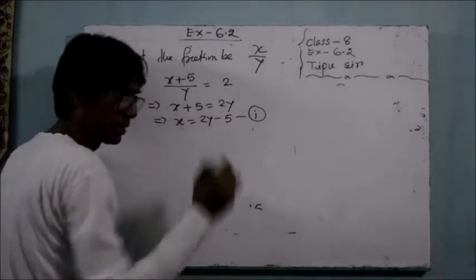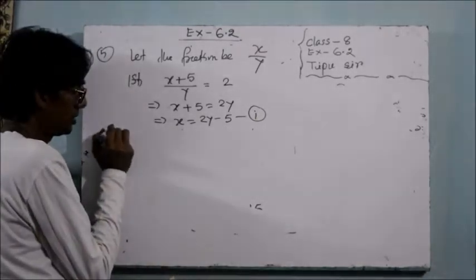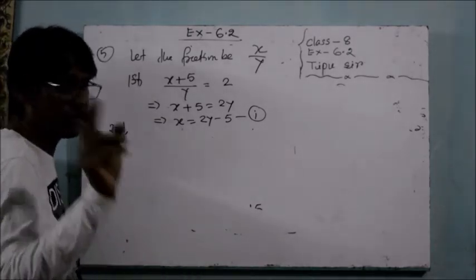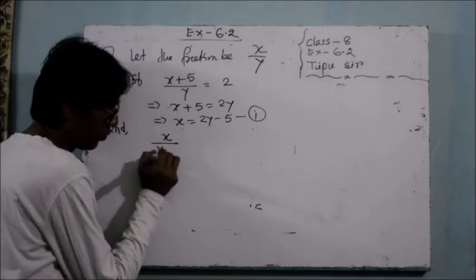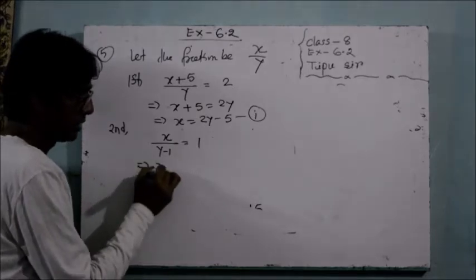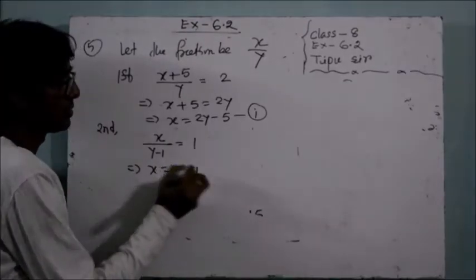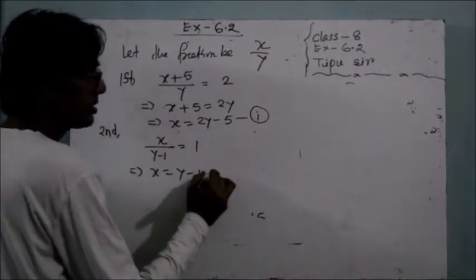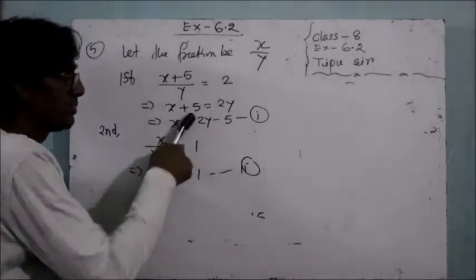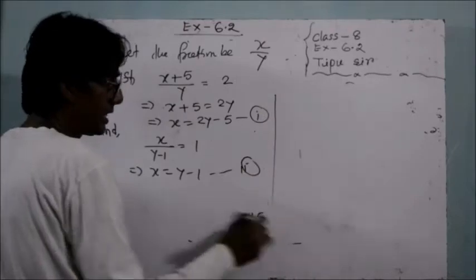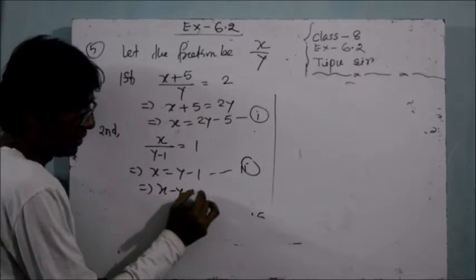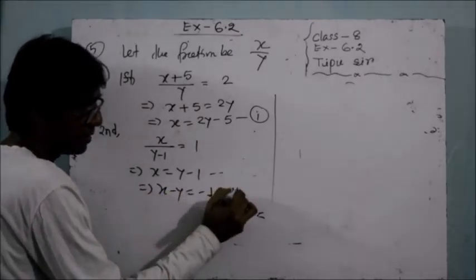This is equation 1. Again, second condition, if 1 is subtracted from the denominator, that means the numerator is the same, and y minus 1, then it will be 1, or x equal to y minus 2. Clear? So this is equation number 2. So we get the value of x in both equations. Now apply the value of x, or look here, x minus y equal to minus 1. This is equation number 2.